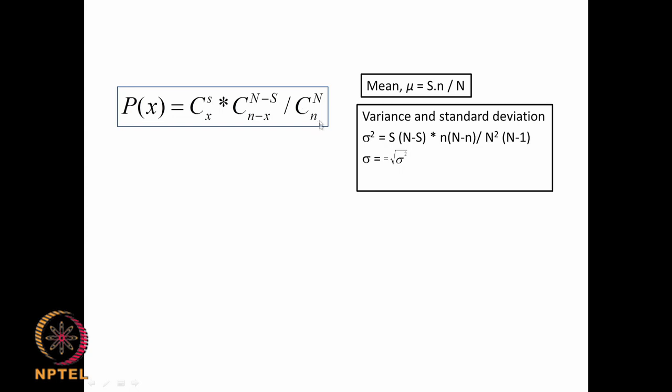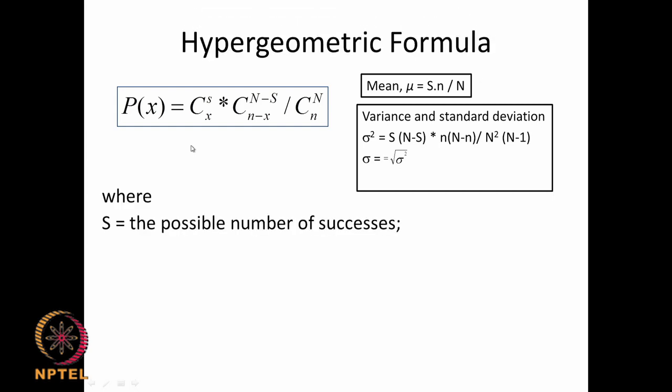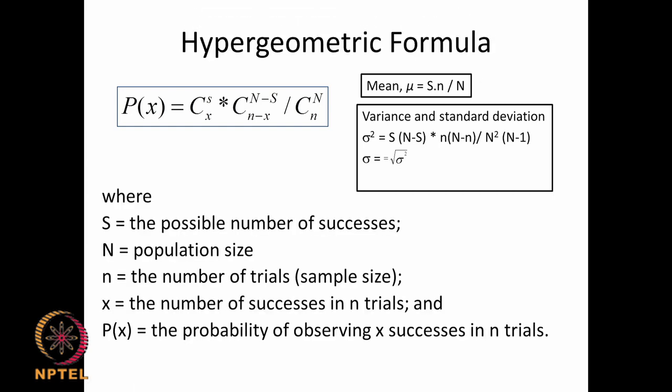It is given by this relationship: the probability is C(S, x) times C(N minus S, n minus x) divided by C(N, n), where capital N is your population size, small n is your sample size, S is the event supposed to have happened, and x is the number of successes in n trials. When I take a sample of size small n, then x is the number of successes, whereas in the population of capital N, capital S gives you the possible number of successes.